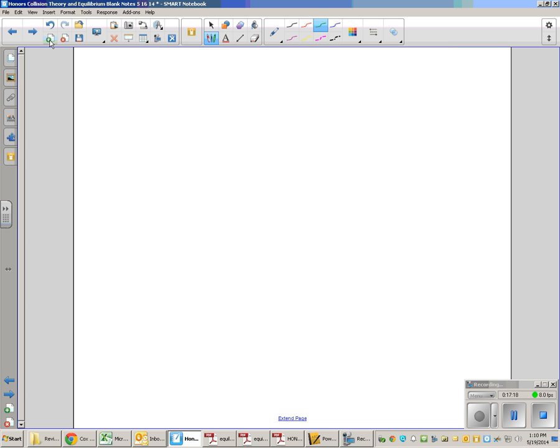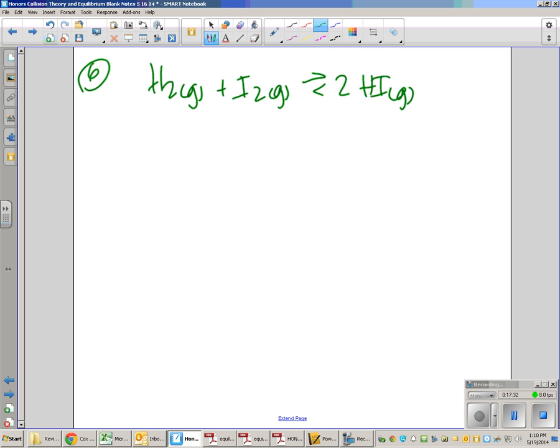Alright. Number 6. Okay, you've got your reaction of hydrogen gas plus iodine gas equilibrates to 2HI gas. This is a good one. I think I actually put this exact formula on there. Oh, no. If the initial concentration of H2 was 0.02, where do you put that?